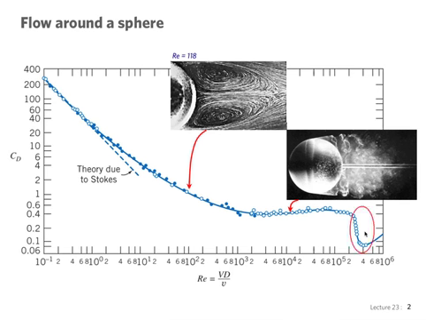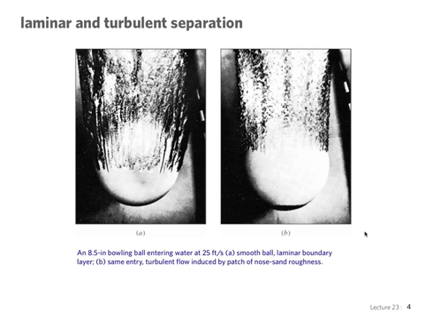Okay, so moving on. Here is actually a very, very clear picture of what's going on. This is a bowling ball that has been thrown into a pool of water. In this case, the boundary layer is laminar, and you can see that the separation point is right at the 90 degree location. And this other one is going at the same speed, but there's turbulent flow induced by a patch of sand on the front.